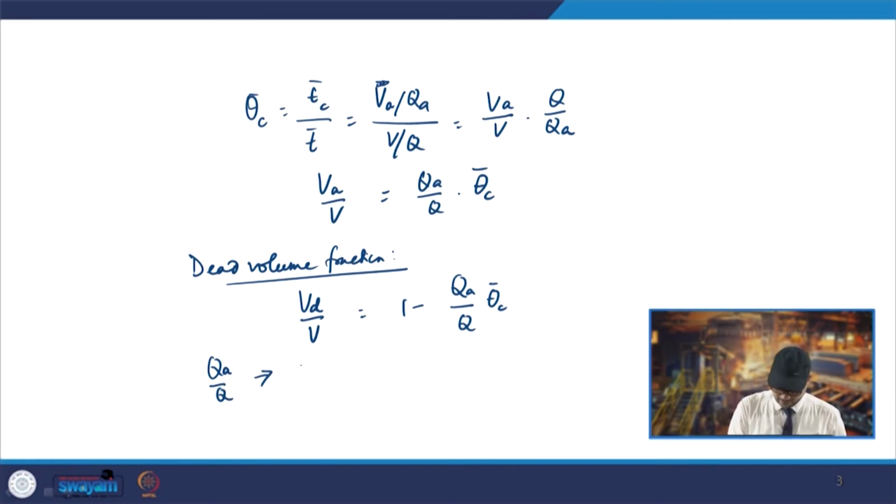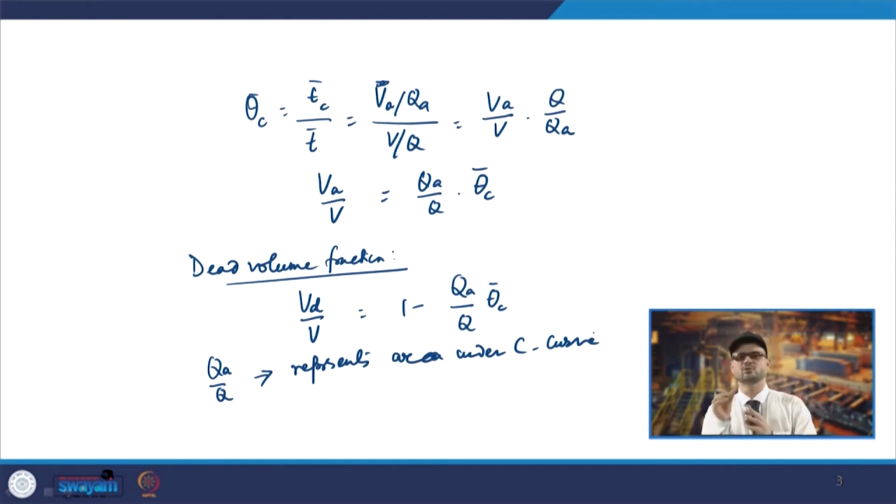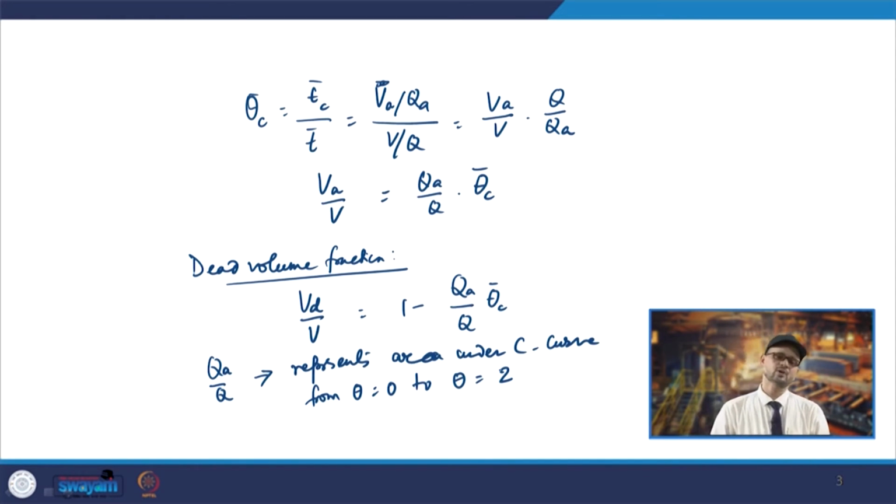Now, this Qa by Q term represents the area under the C curve from theta equal to 0 to theta equal to 2, which you have taken as the active region. So, that will be from theta equal to 0 to theta equal to 2. After that, that region will be the dead region.